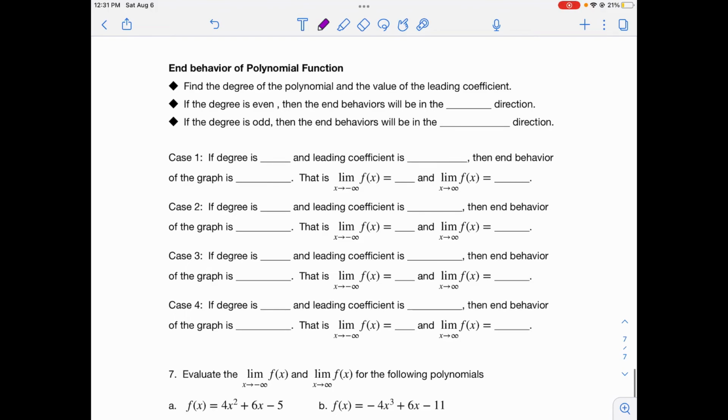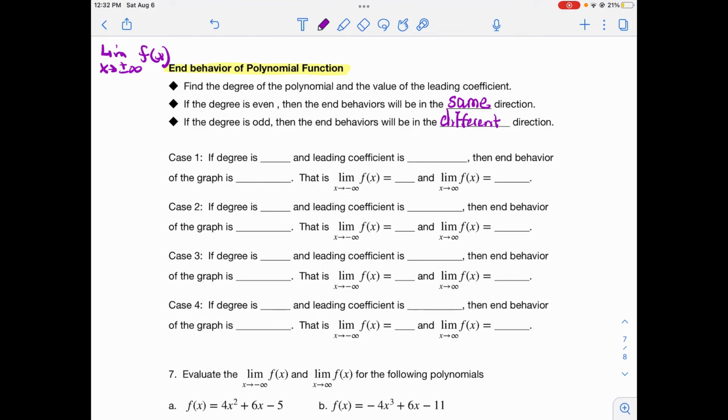All right, the last thing we're going to learn is called the end behavior model, if we're looking at polynomial functions. Remember, to find end behaviors, that's the limit as x goes to positive or negative infinity of our polynomial function. We're going to use this technique. First, you have to find the degree of the polynomial and the value of the leading coefficient. If you can determine those two things, that will tell you how to do it. If the degree is even, 2, 4, 6, 8, etc., the end behaviors will go in the same direction. If the degree is odd, the end behaviors will be in different directions.